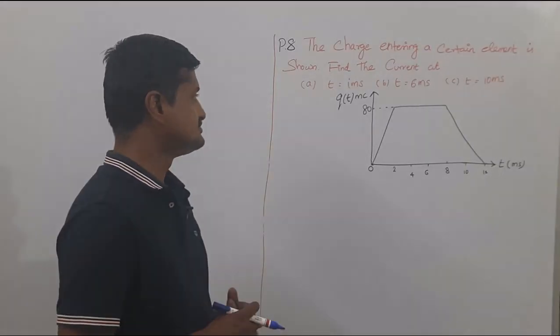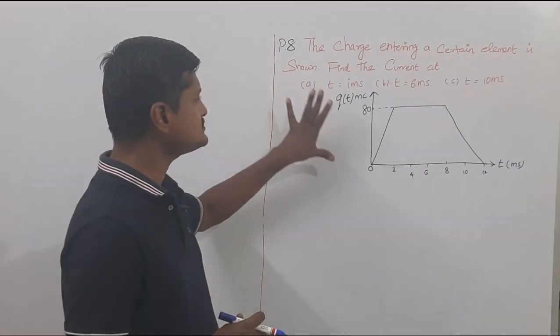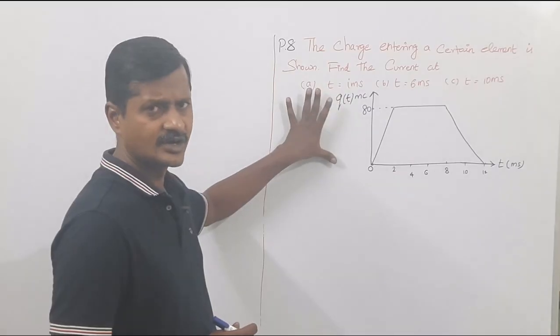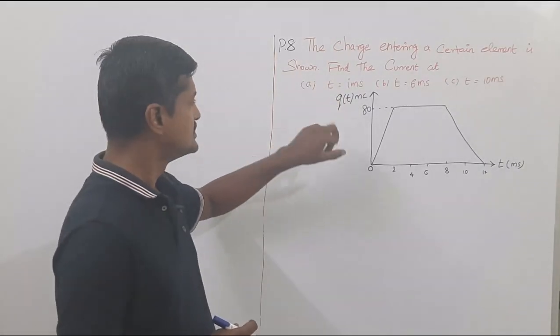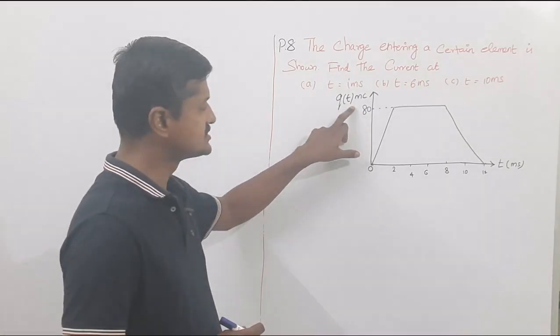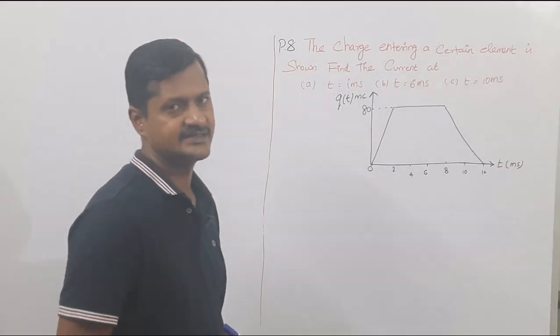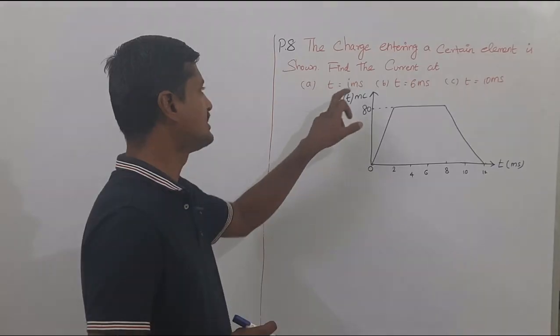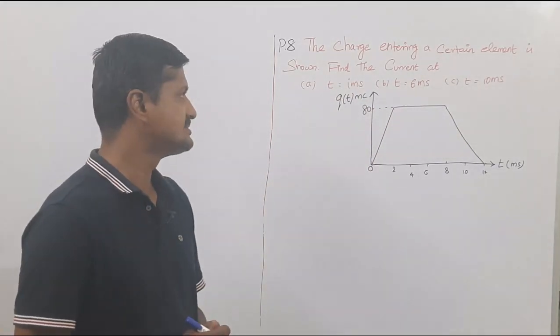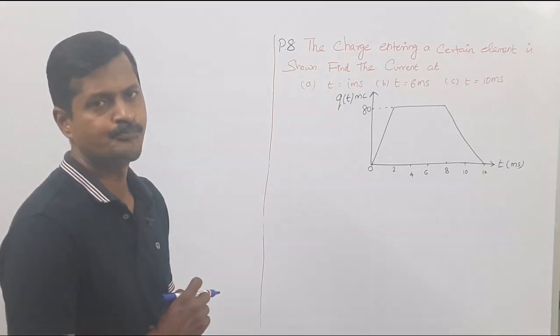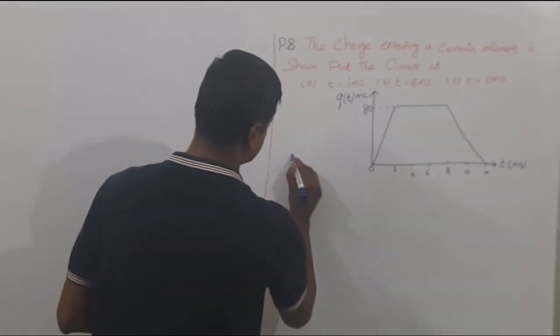So here, the next one: in this problem they are giving the graph for charge, q of t in millicoulombs and t in milliseconds. We need to find it for 1 millisecond, 6 millisecond and 10 millisecond. Let's start. Solution.